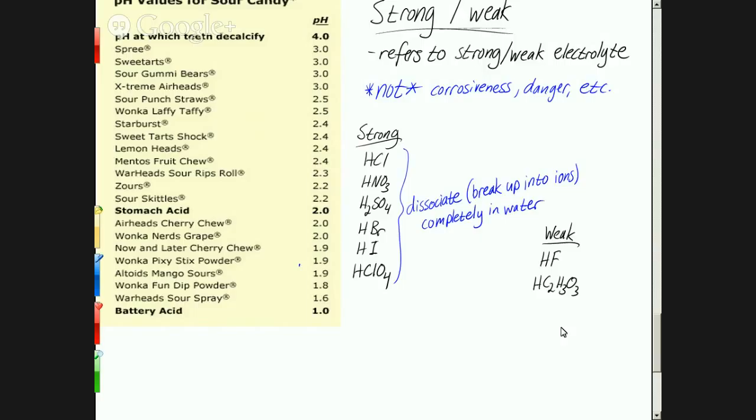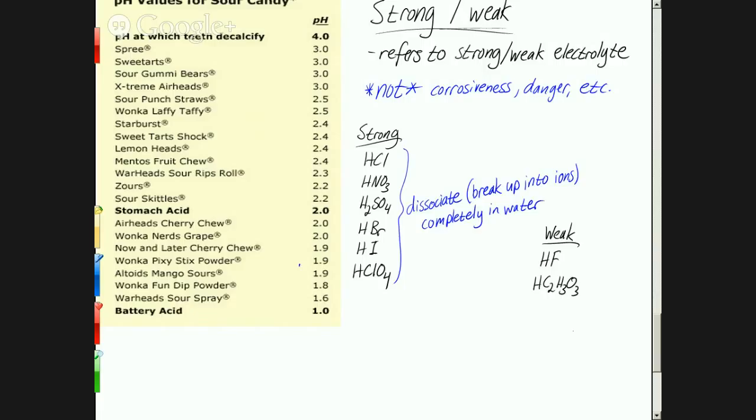But this is really, really nasty stuff, and it's still classified as a weak acid because it doesn't break up completely in water. So it has nothing to do with how reactive or dangerous it is. It's just what its behavior is in water. And sometimes this is concentration dependent. So the next acid I listed is acetic acid.